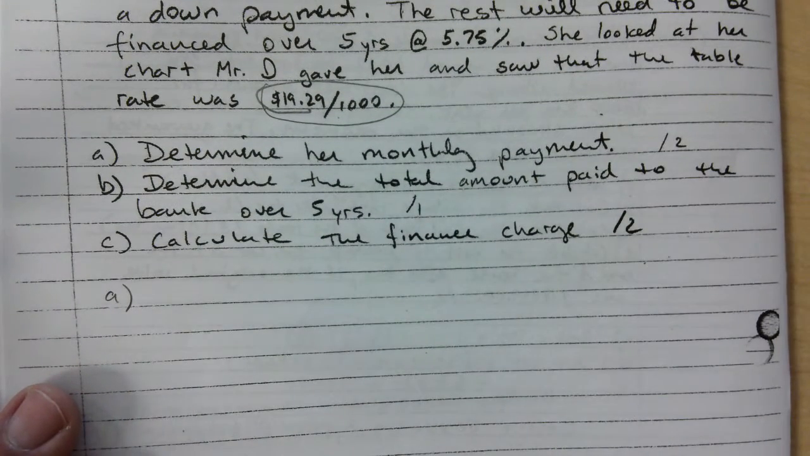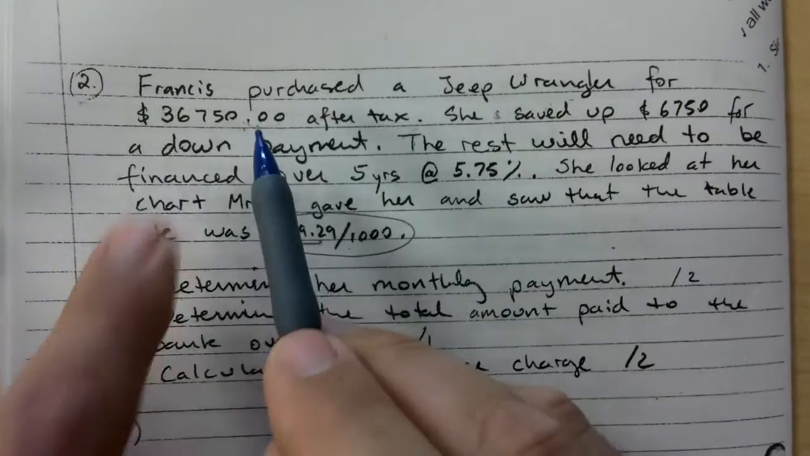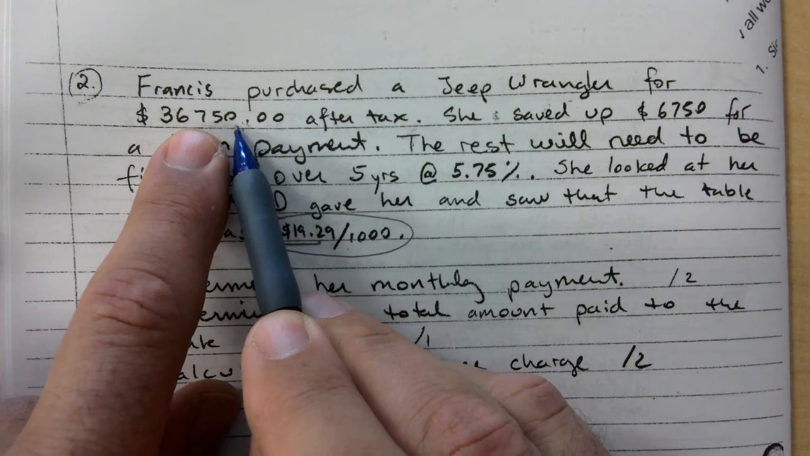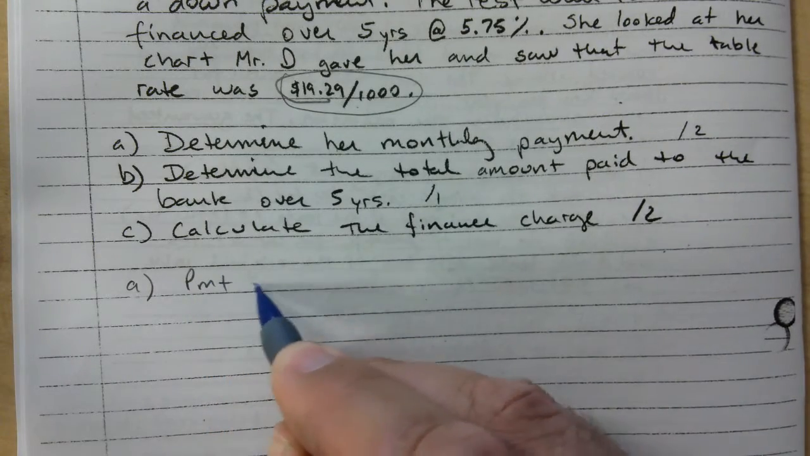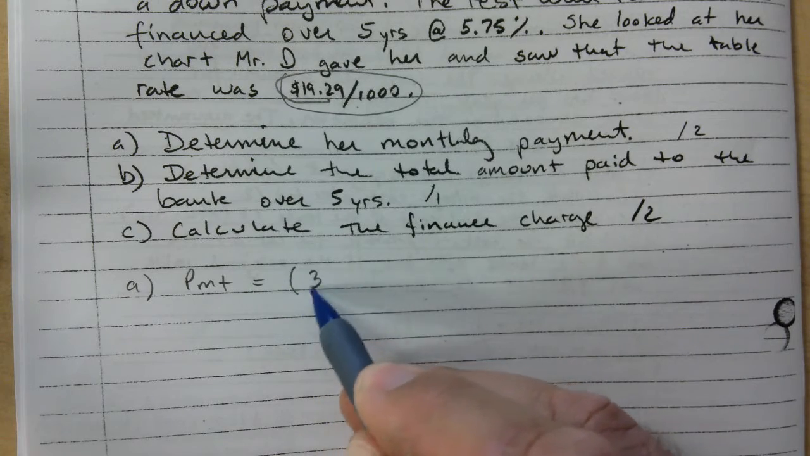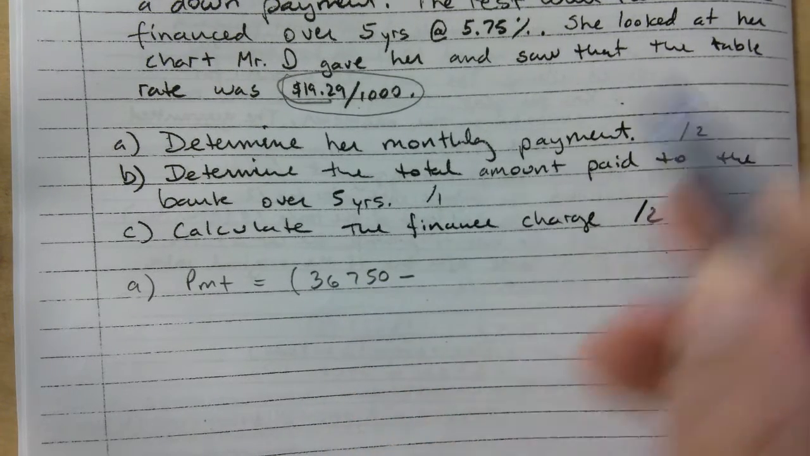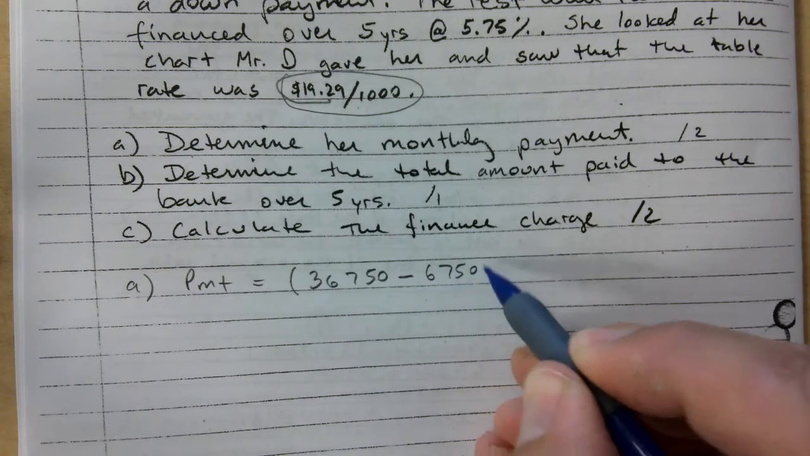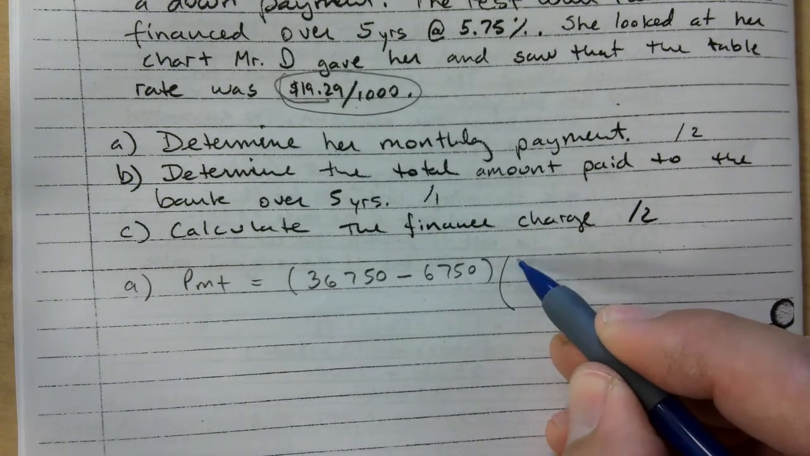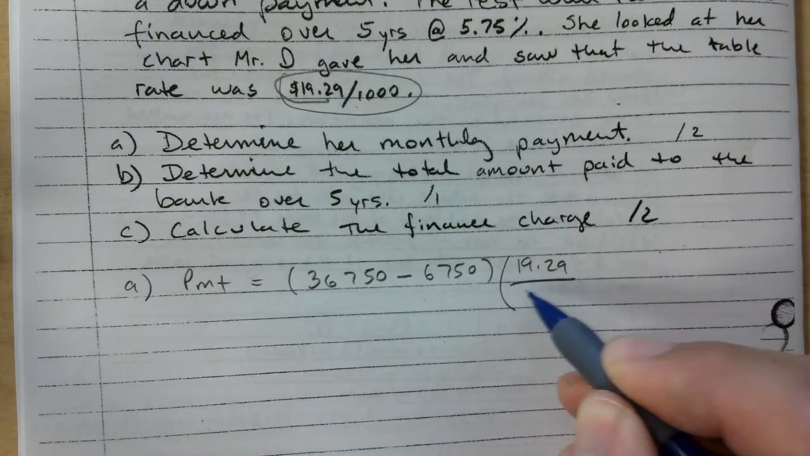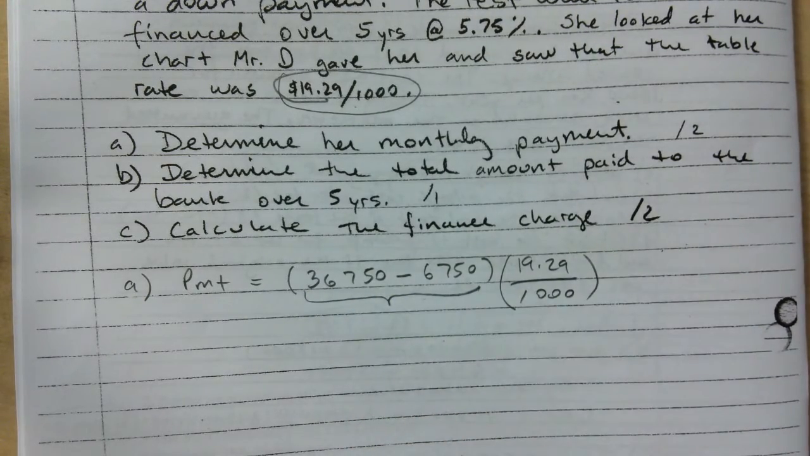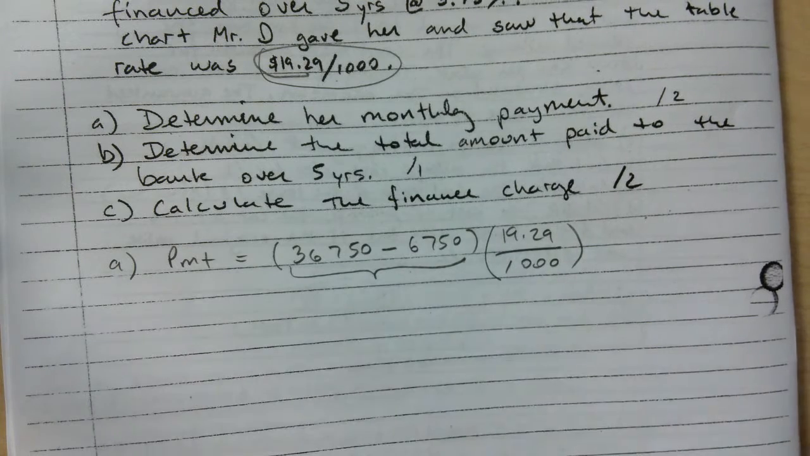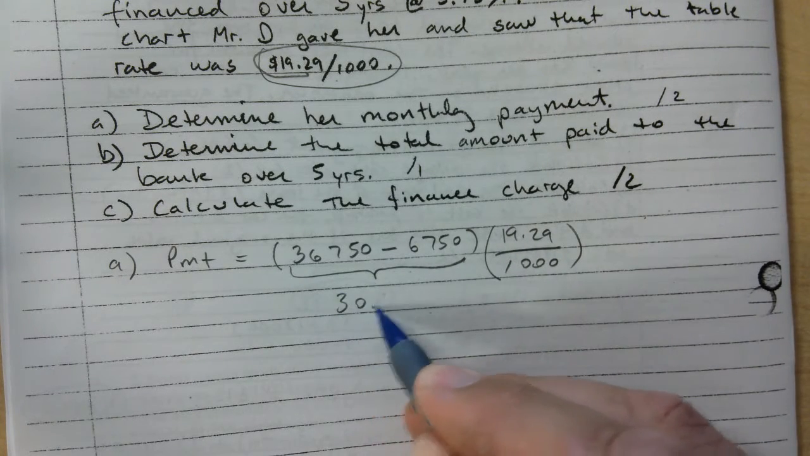This is not leasing, this is financing. Don't add taxes to your payment, okay? Because the taxes are already in the amount you're borrowing, so you don't want to double tax yourself. So payment is $36,750 minus the down payment if there is one. And then we multiply this by 1929 divided by 1,000. I will figure out what this is because you most likely are going to need it later on. That's just 30,000. Convenient, right?